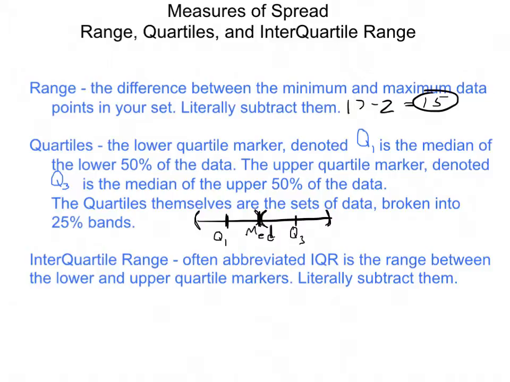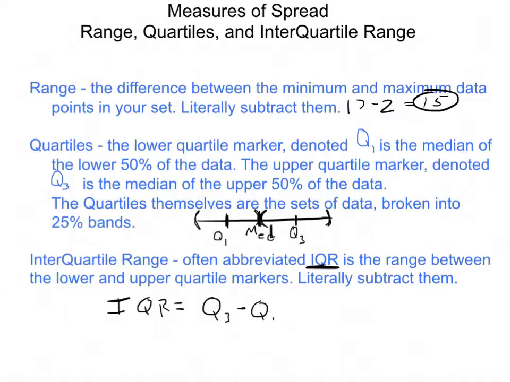Finally, interquartile range is kind of the combination of these two things. A lot of times they'll write it as IQR, interquartile range. It's just the range between the lower and upper quartile markers. In other words, if you want to find the interquartile range, you just do Q3 minus Q1. And it's the same deal as the range up above. They don't want to see, oh, it's between 2 and 7. They want 7 minus 2 is 5. The interquartile range is 5. Okay?